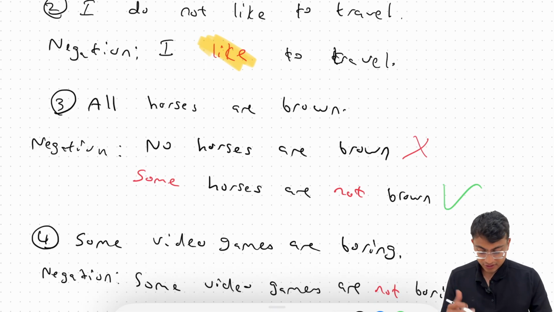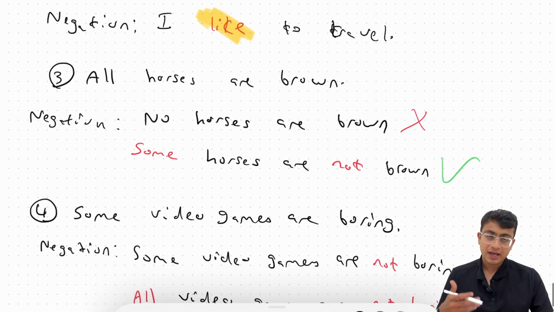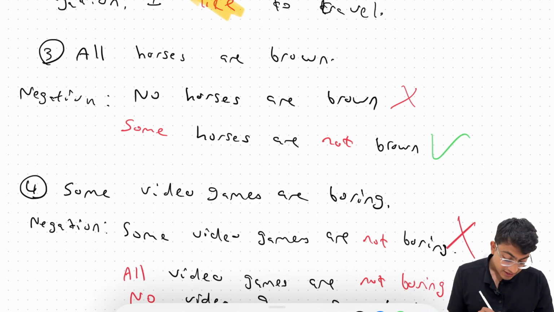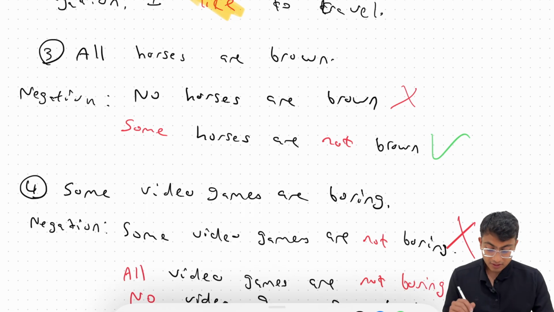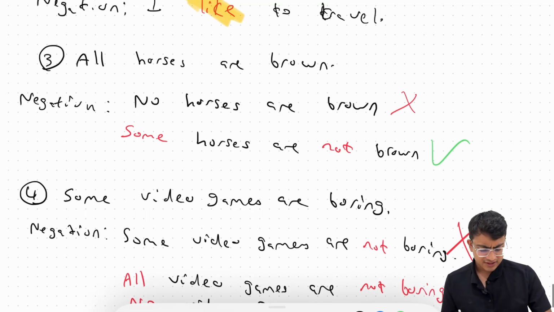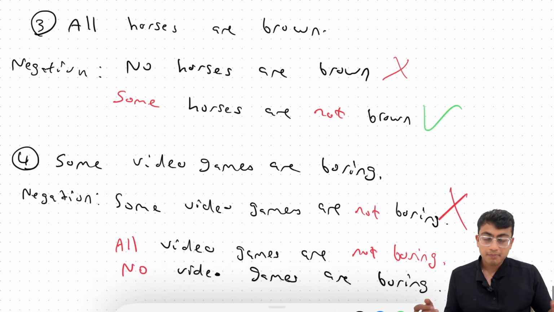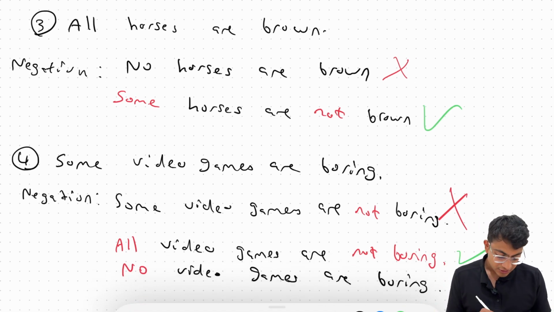Same thing works in reverse. So if I have a statement like "some video games are boring," some people might think I can just add "some video games are not boring." That is not what the negation is. This is incorrect. Rather, if I want to disprove that some video games are boring, I need to basically say that every single video game is not boring. So this is the correct negation.